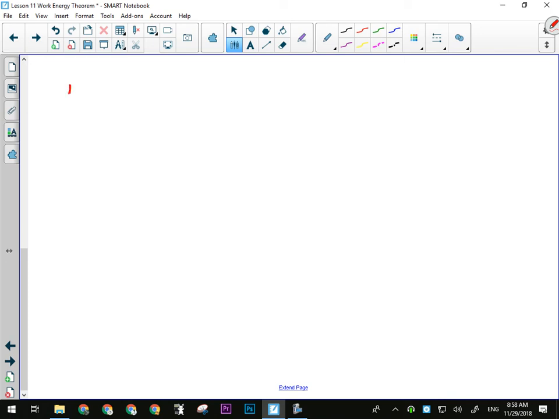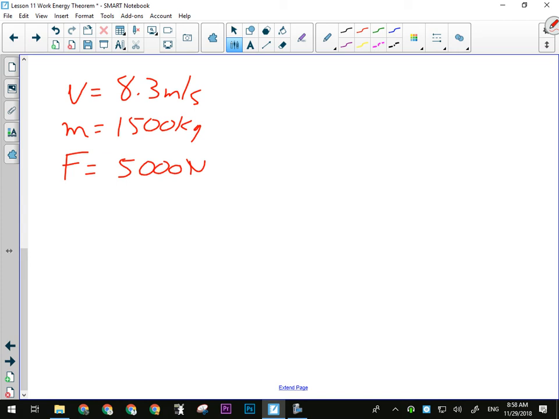Okay, so I'm going to say the speed of the car going through the playground zone is going to be 8.3 meters per second. That's 30 kilometers per hour. Okay, let's say the mass of the car is 1,500 kilograms, and the force that the brakes can exert, we'll say, is, I don't know, 5,000 newtons. Just to pick a number. All right, so those are the numbers that go with this car.